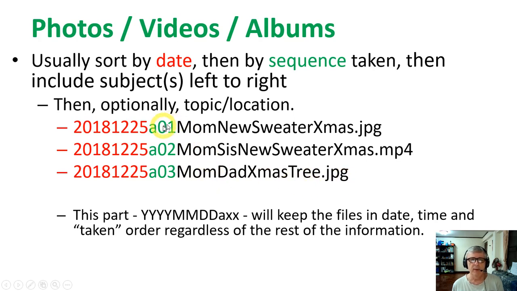So what is interesting about this is that if we didn't have this sequence number, or whatever you wish to call it, in here, what would happen is Mom, Dad, Christmas tree would be at the top, then New Sweater would be next, and then Mom, Sis. So these would not be kept in order, and most of the time you'll want to keep things in order. So this year, month, day, sequence is going to work. It'll keep everything in sequence regardless of this other information that you may want.